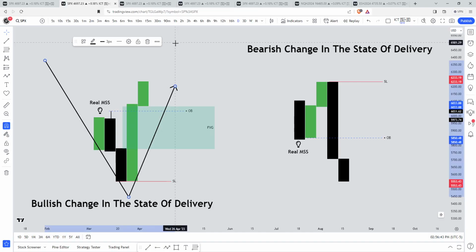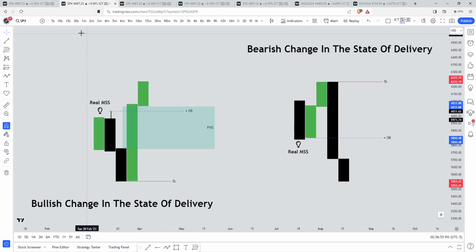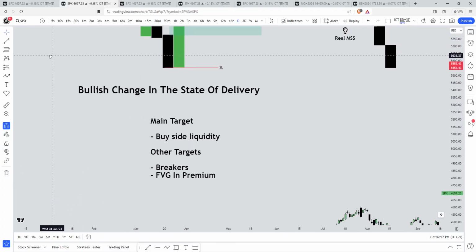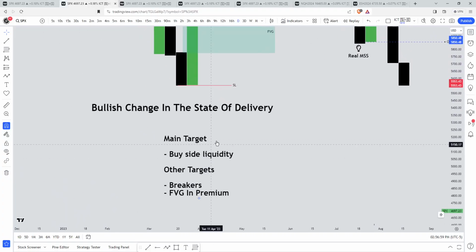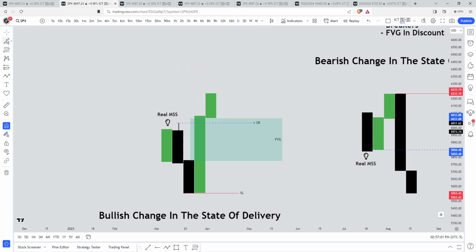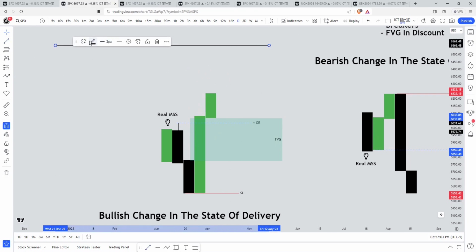So when I'm looking for a long setup, I'm looking for an order block to form. I'm looking for price to close above that order block, and I'm looking for a fair value gap to get created. Now, when that happens, I can start to target liquidity above. And the main target is going to be buy side liquidity. So if I see this and then there's a level of buy side up in here, well, I'm going to target that buy side.